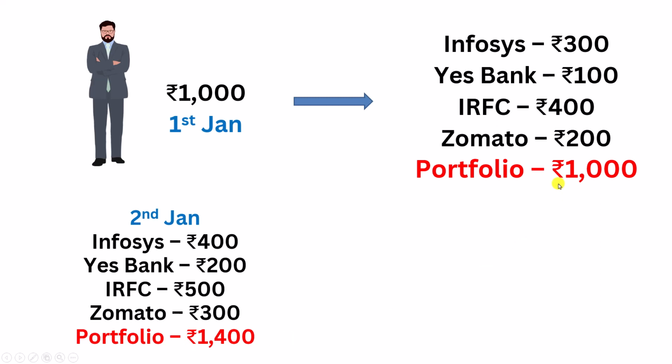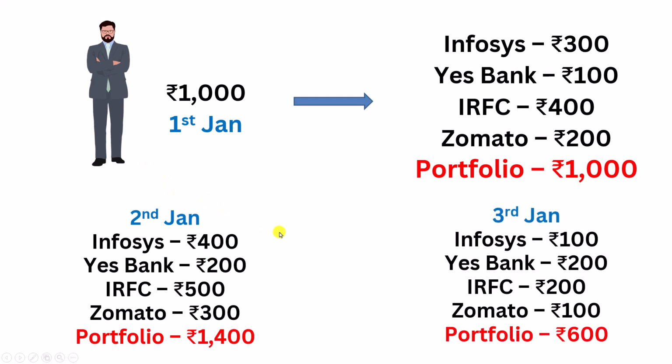You know that the prices of shares move up and down throughout the day. Let us say that on 2nd Jan, these are the prices or worth of these shares. Infosys shares which you had bought for 300 rupees yesterday are worth 400 rupees today. Yes Bank shares worth 100 rupees yesterday are worth 200 today, and so on. So totally your portfolio is 1400 rupees. Yesterday it was 1000 rupees, today 1400, meaning 400 rupees is your profit. Now this entire profit belongs to you and you only.